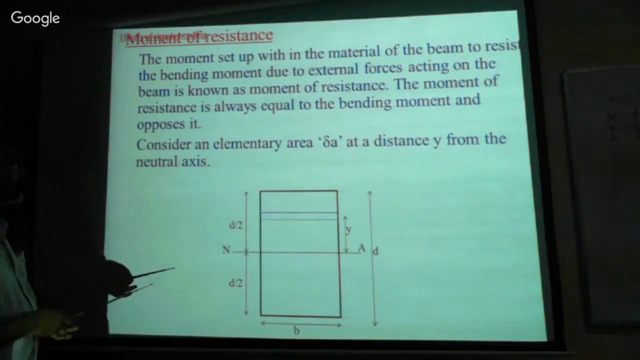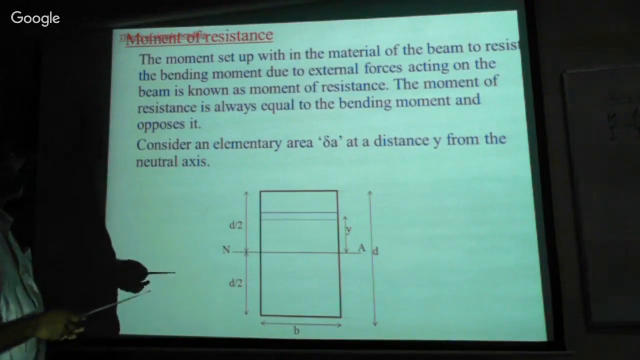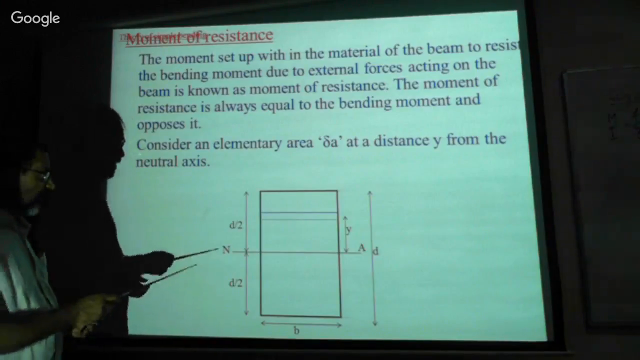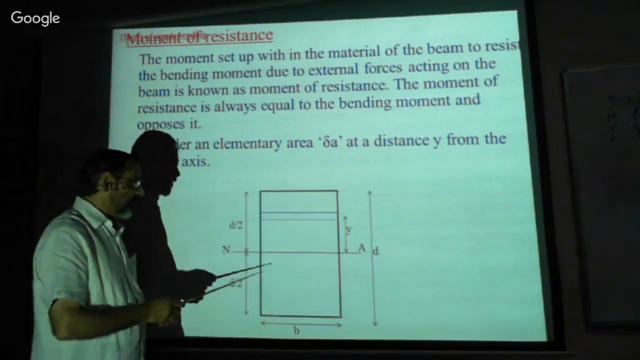Now this is the moment of resistance. When you take a section, how to find out the moment of resistance?